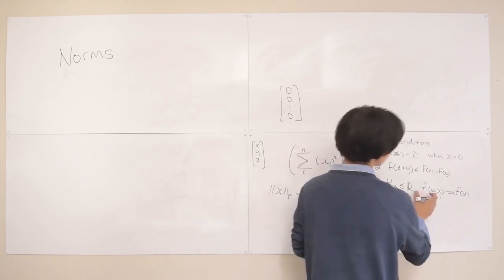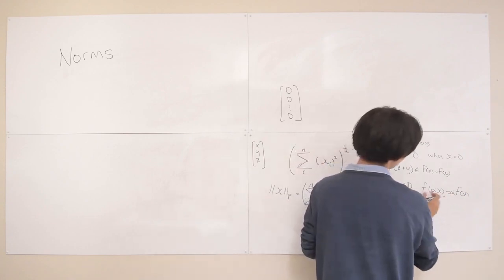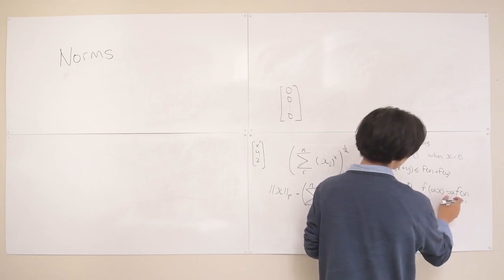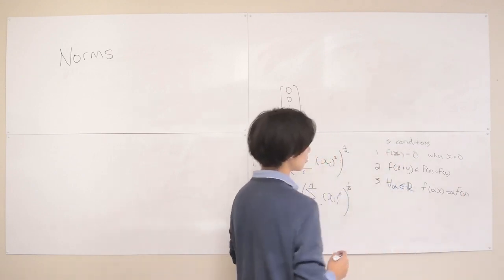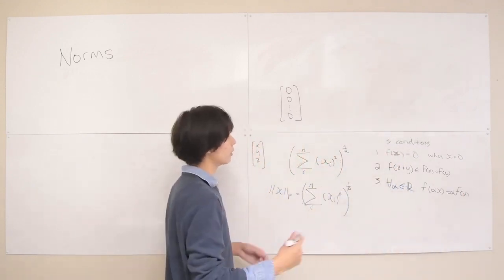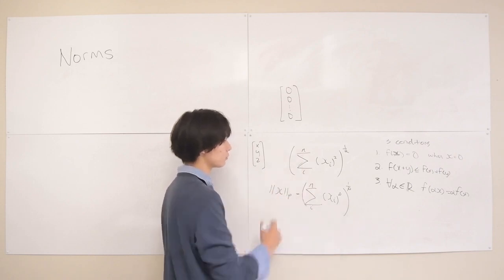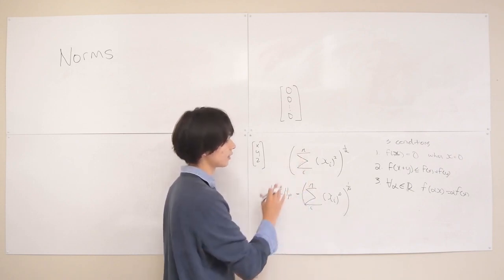So you're basically saying that when you multiply this vector by the constant, and then take the norm of that, it's the same thing as taking the norm of the vector and then multiplying that norm by the constant. So these are the three conditions for a norm to be a norm. And you can see for yourself, I won't do it here, but the LP norm satisfies this.